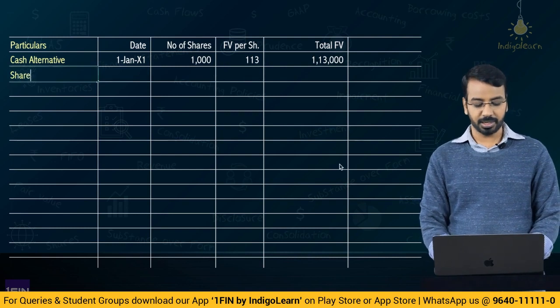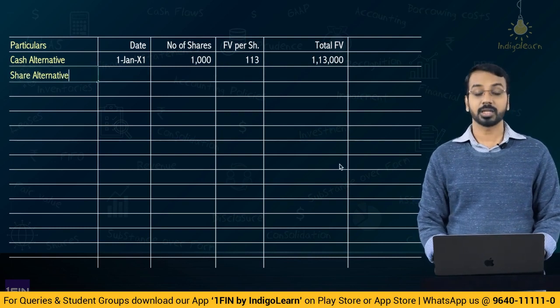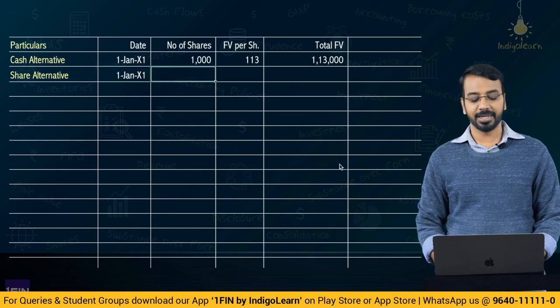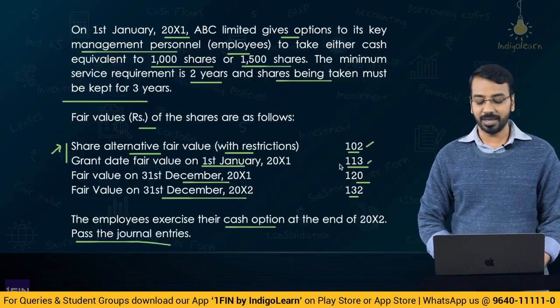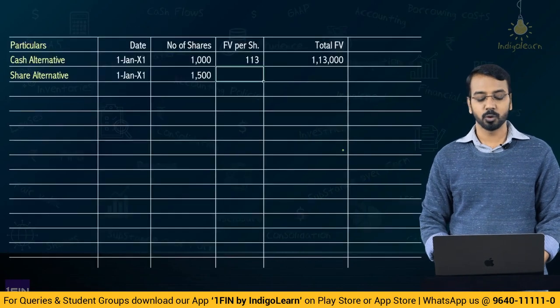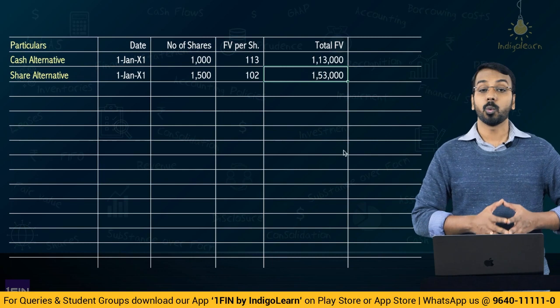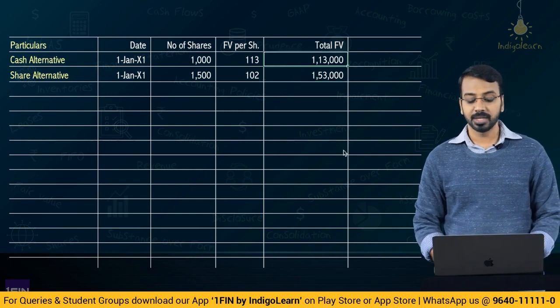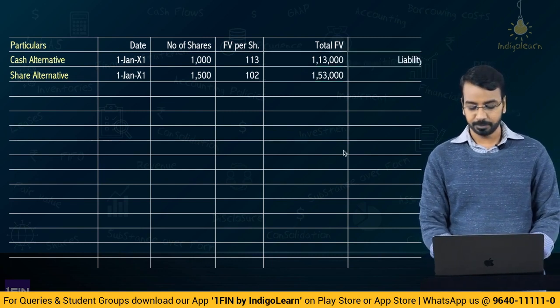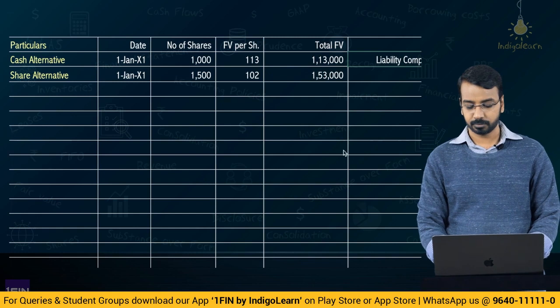Then for the share alternative or equity alternative, on the grant date, number of shares 1500, and the fair value is given to be 102. So the total fair value comes to 1,53,000. So this is your liability component.